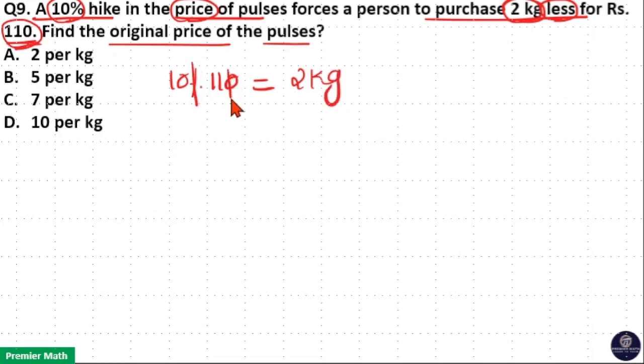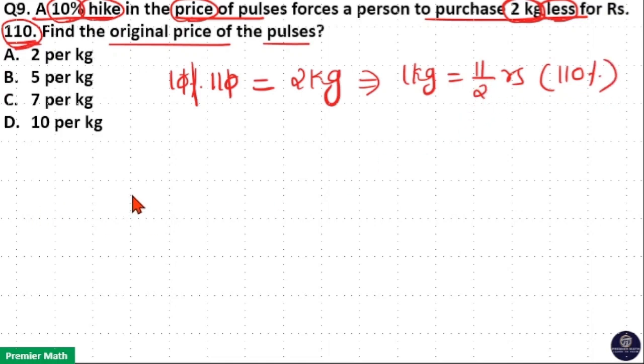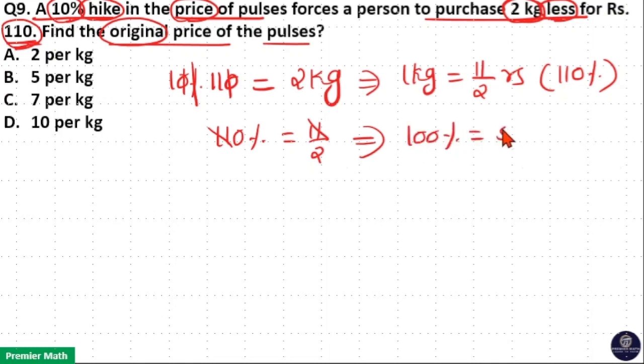Here percentage and 00 cancel. 2 kg price is equal to 11 rupees, which means 1 kg price is equal to 11 by 2 rupees. Now this price is the increased price, which means 10% increment, so 110% is 11 by 2 rupees. Now if 110% is 11 by 2 rupees, then we need to find out the original price, which is 100%. Now 11 cancel. 20% is equal to 1 rupee, which means 100% is equal to 5 rupees. So option B is your answer.